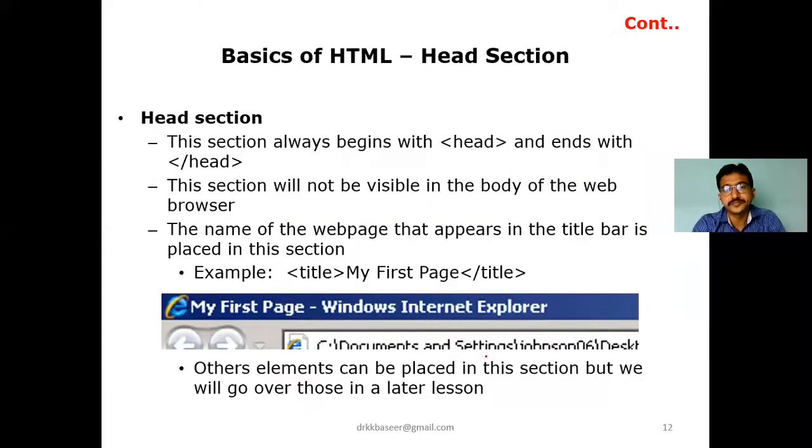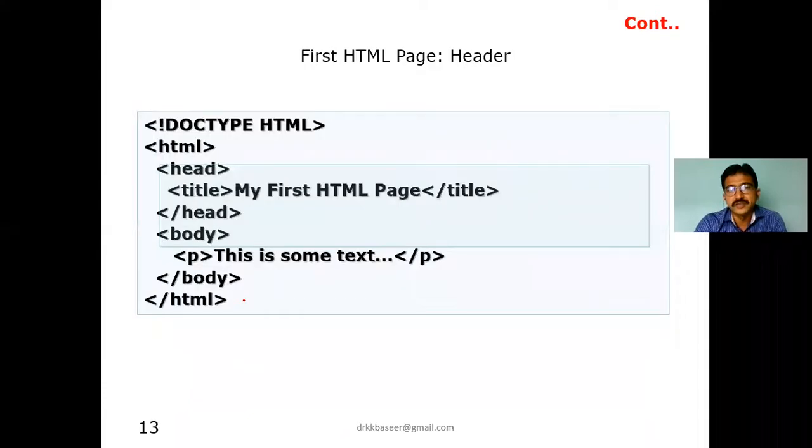Okay. Now, this is my first page. Just now we have seen the code, and for that code, this is the first page. The title becomes like this. I'm running the program in IE, so the page name becomes, like this, the title, my first page. Whatever you mention between the opening tag and closing tag of the title, that text will be displayed on this IE browser.